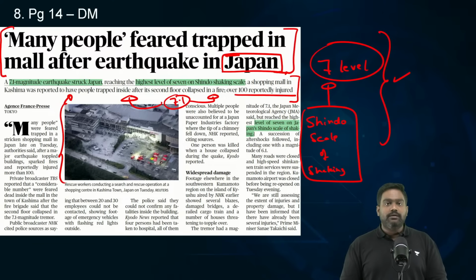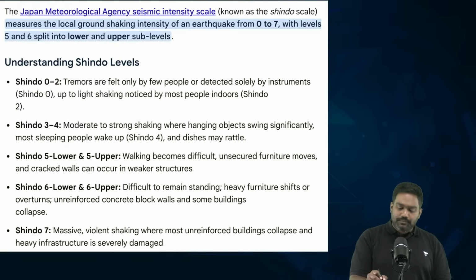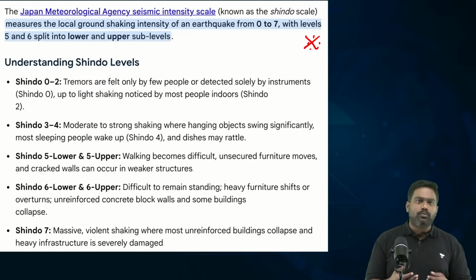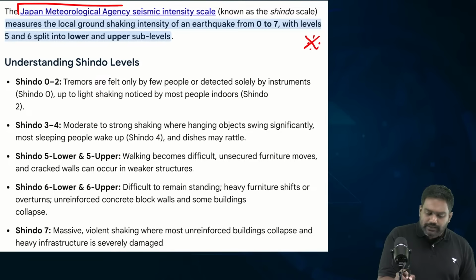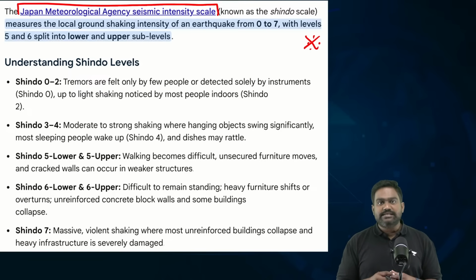Now, what do you mean by the Shindo scale of shaking? This can be a prelims question. Which country has developed it? What is its purpose? It has been developed by the Japan Meteorological Agency, a seismic intensity scale.